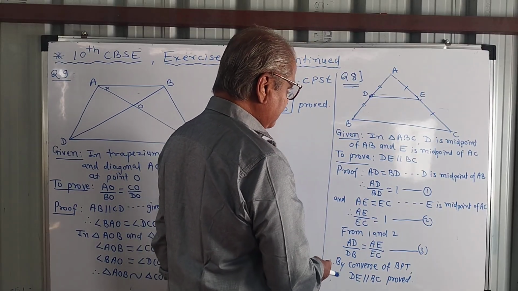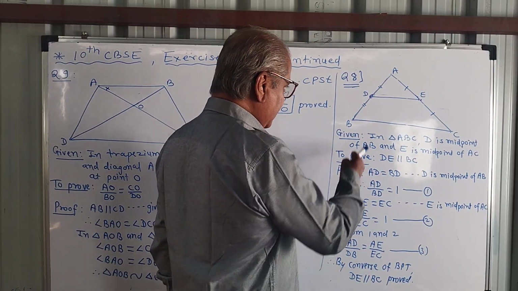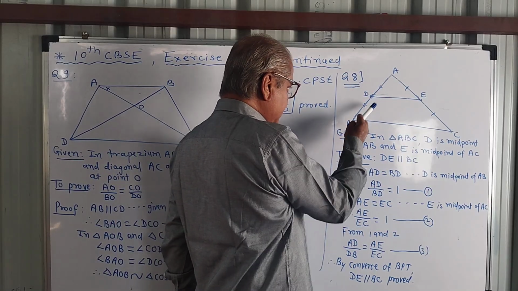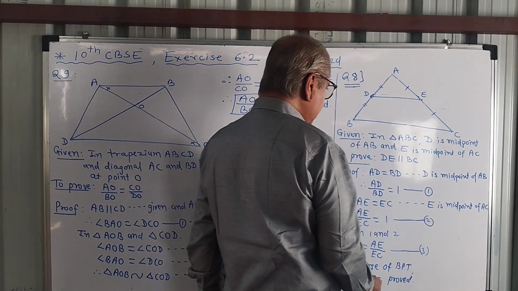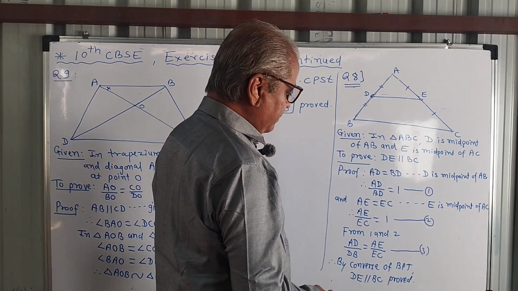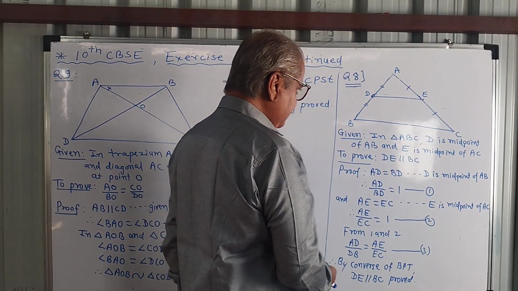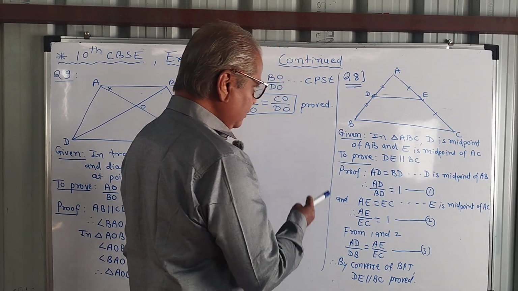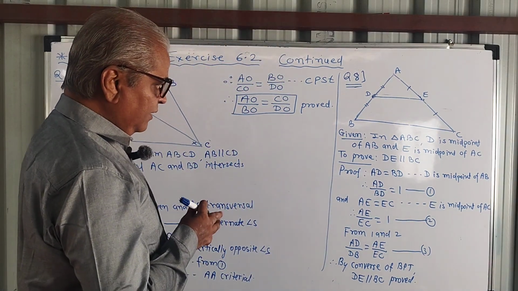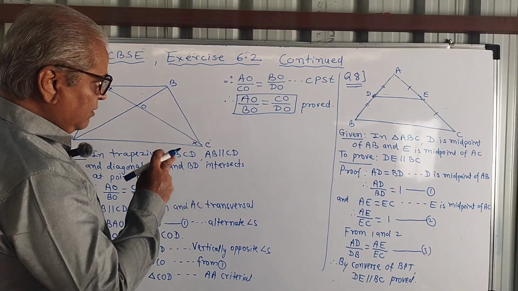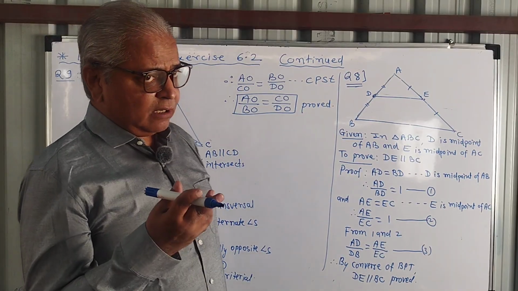Now take this statement number 3 and look at the figure. AD upon DB is equal to AE upon EC. This is nothing but, by converse of BPT, we can say DE must be parallel to BC, hence proved. So this is question number 8 for 2 marks. Now see, question number 9 and question number 10.